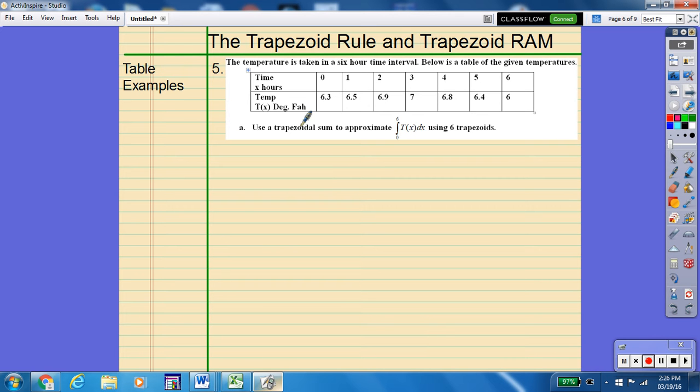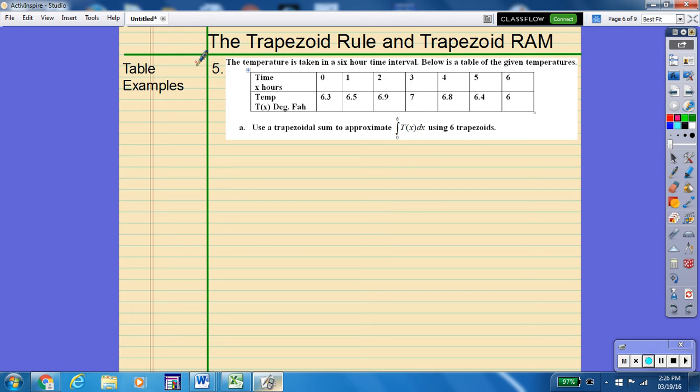Now a table example, and this is the one that I gave you in class. If you notice here in this example, I already fixed it, and you need to fix yours. It says use a trapezoidal sum to approximate 0 to 6. Yours says 8. Make sure you change that to a 6. Of t of x dx using 6 trapezoids.